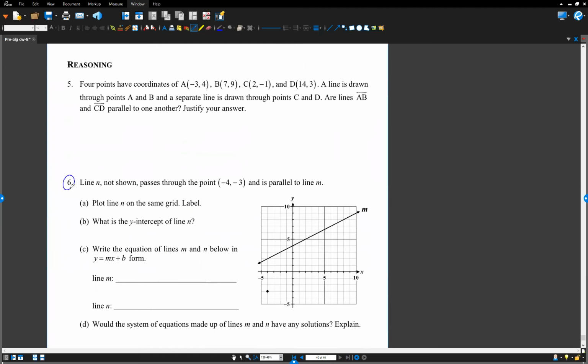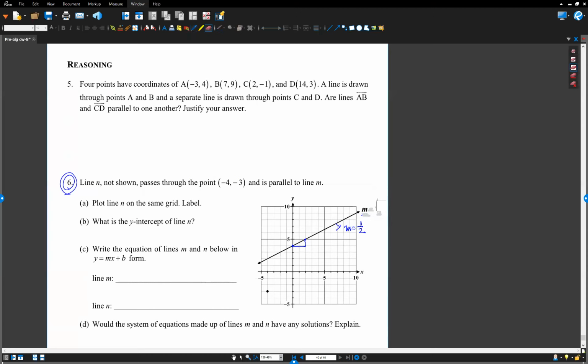Okay, now we're going to do number 6. A line passing through (-4, -3) is parallel to line M. We have M over here on the graph. Parallel means what? We know the slope over here. Any 2 points, you can use for slope. This point, this point: 2 right, 1 up, that's the slope. The slope of this line is 1 over 2.